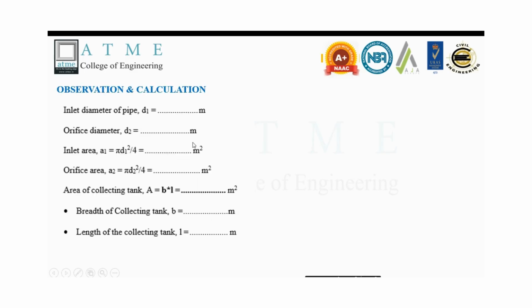So this is the observation and calculation. Initially you have to note down the inlet diameter of the pipe D1, then the orifice diameter D2, in meters. With that you can calculate the inlet area A1 equals pi D1 square by 4 and the orifice area, small a2, equals pi D2 square by 4. Area of the collecting tank can be calculated as B into L, that is the breadth of the collecting tank into the length of the collecting tank.